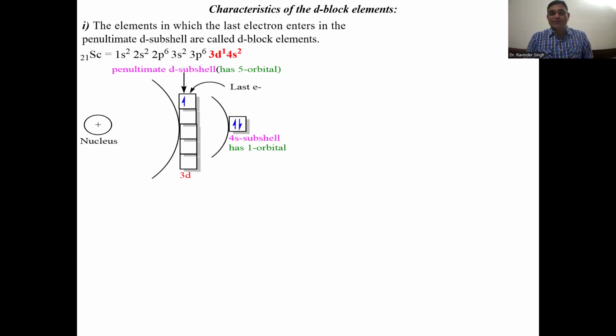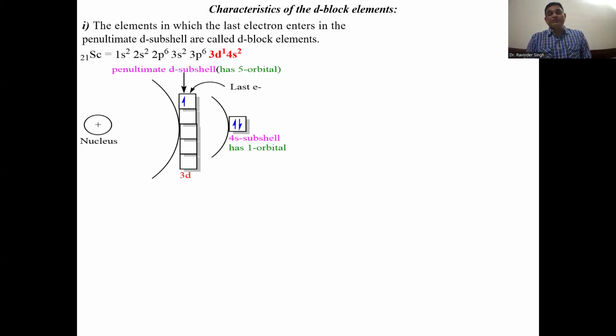Here the position of the 3d subshell in the case of scandium is the penultimate one, meaning the 3d subshell is present at the last but one position, the second last position, because the last one here is the 4s subshell. So the last electron enters into the penultimate d subshell. The proper definition of the d block elements is: all the elements in which the last electron enters into the penultimate d subshell are called the d block elements. The first element of the d block is scandium, whose configuration is 1s2, 2s2, 2p6, 3s2, 3p6, 3d1, 4s2.